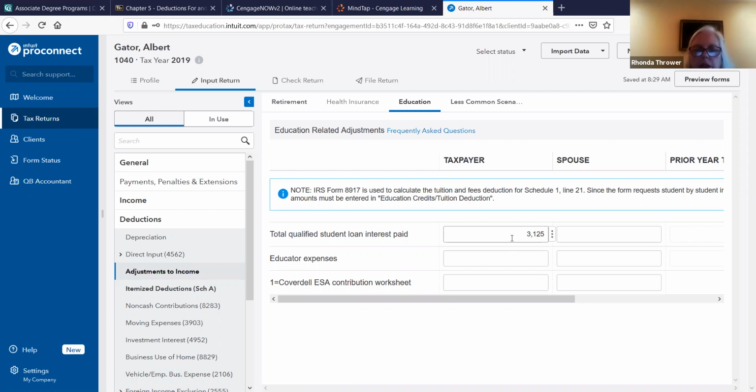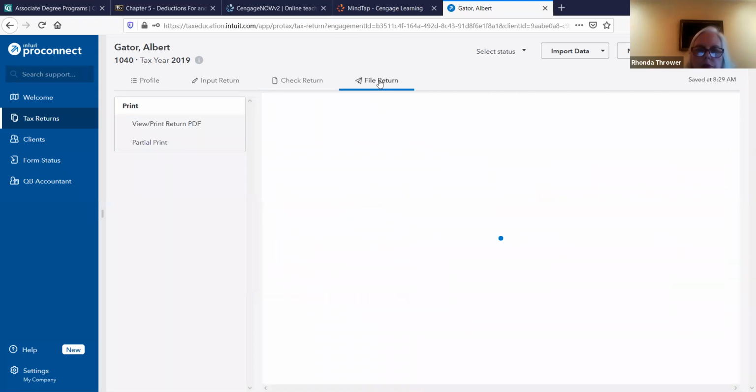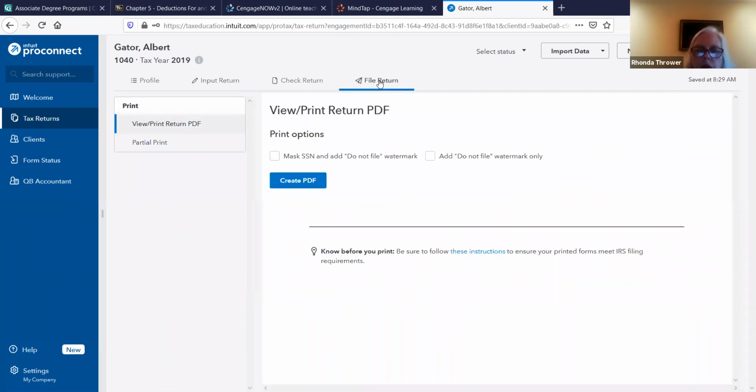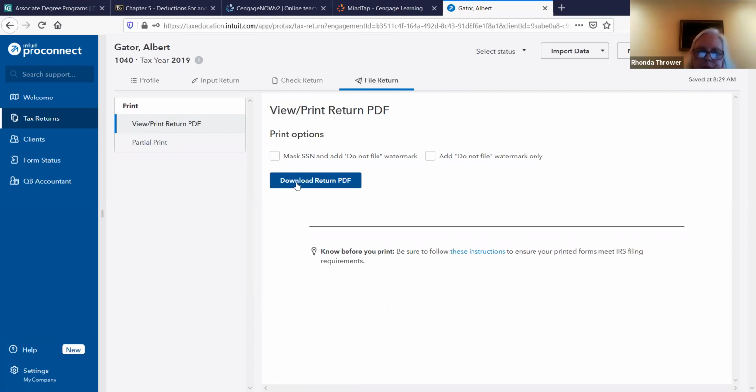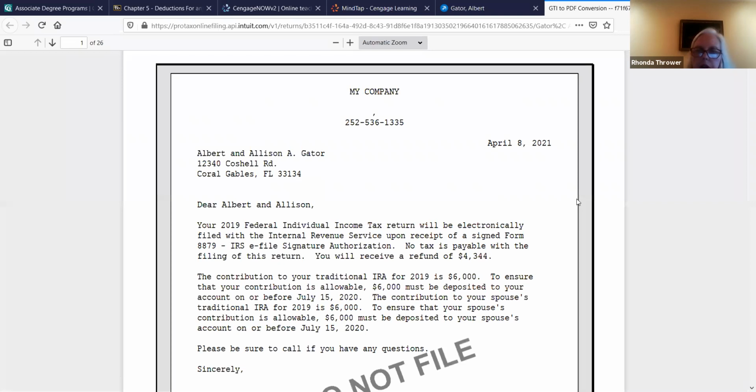And so the last thing that you would need to do is to file your return. You could check it if you wanted to. Create a PDF. Download the return. And then there it is. And so you want to save it and then upload it to Blackboard.